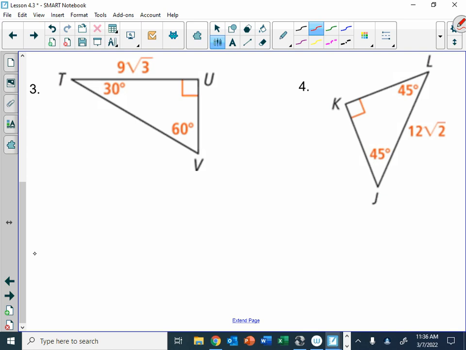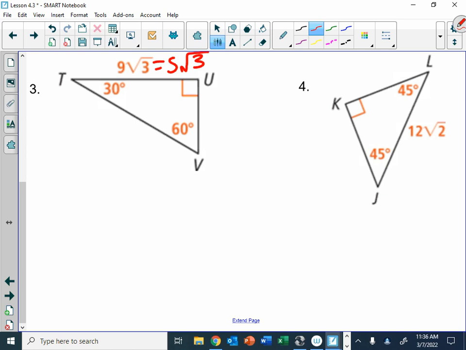Okay. For this third triangle, I'm given a 30, 60, 90. And I'm given that this leg is 9 times the square root of 3. What do I label that as? S or S square root of 3? S square root of 3, okay? It's across from the 60-degree angle. One thing I'll go ahead and tell you, this is important. Just because it has a square root of 3 does not mean it's S square root of 3. It's S square root of 3 because it's across from the 60-degree angle.